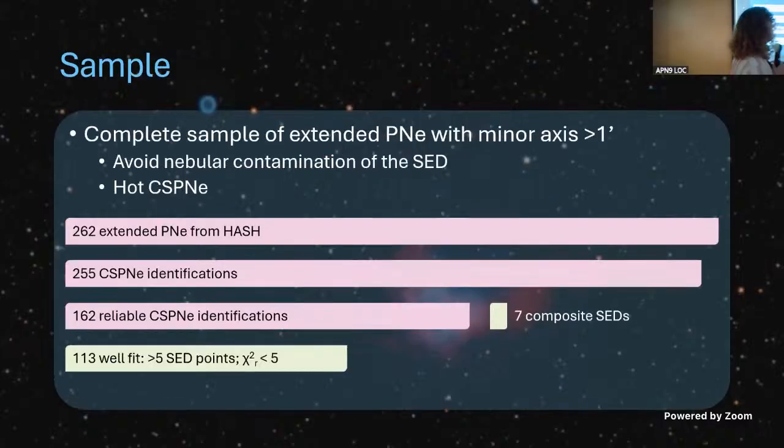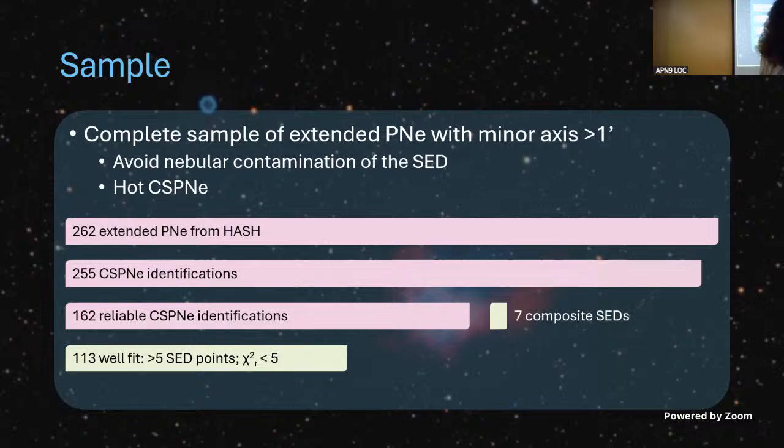So we've applied the method to a sample of extended nebulae, and we chose that sample for a couple of reasons. The first is because we wanted to avoid nebular contamination of the SED. In general it works better for lower surface brightness nebulae because the photometry is better quality. And we also wanted to choose hot CSPN. These are larger objects which are more evolved and therefore have hotter central stars, so the assumption of 100 kilokelvin for the central star is more valid.